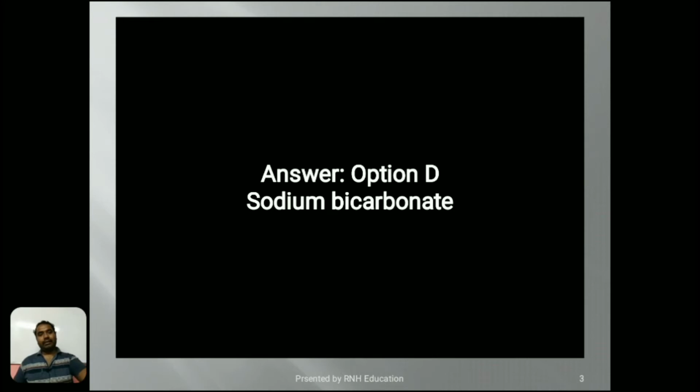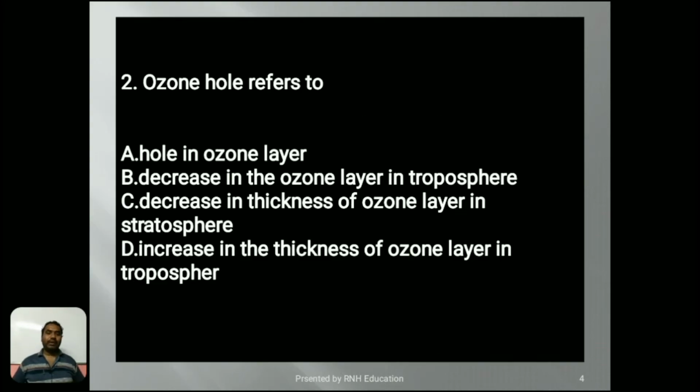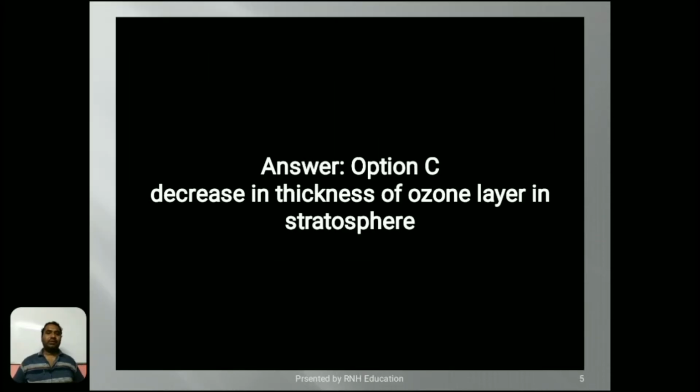Okay, and the next one, question number 2, that is ozone hole refers to. Options are A. Hole in ozone layer, option B. Decrease in the ozone layer in troposphere, option C. Decrease in thickness of ozone layer in stratosphere, and option D. Increase in the thickness of ozone layer in troposphere. Now see the answer. The answer is option C, that is decrease in thickness of ozone layer in stratosphere.